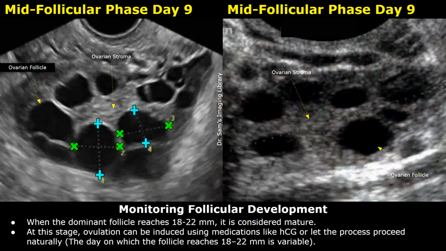When the size of the dominant follicle reaches 18 to 22 millimeters, it is considered a mature follicle. This is the time when ovulation can be induced using medicines or naturally. These images are obtained on day 9. In the left image, this is the dominant follicle, and in the right image, this is the dominant follicle. The follicle size is increasing.